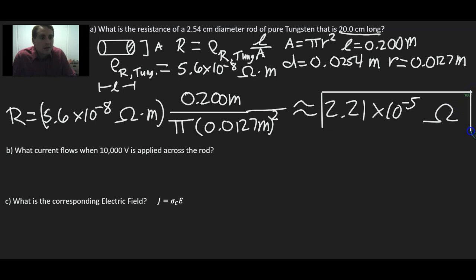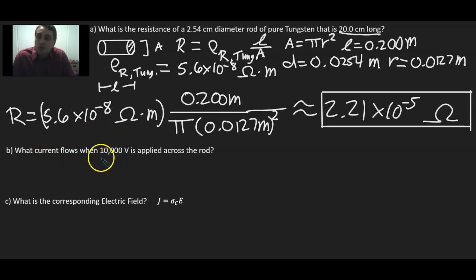Put a box around this. Always a good idea when you have answers to be clear about what the answer is. Okay, looks good. B, what current flows when 10,000 volts is applied across this rod?